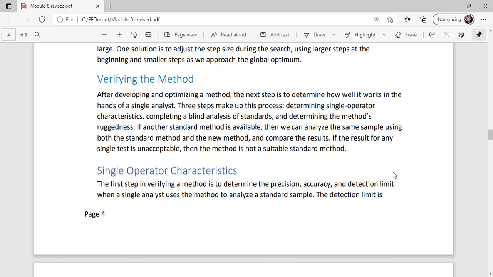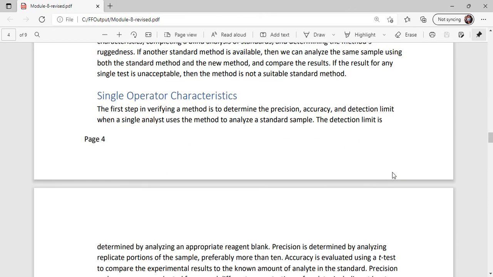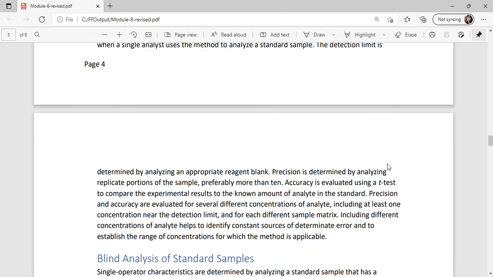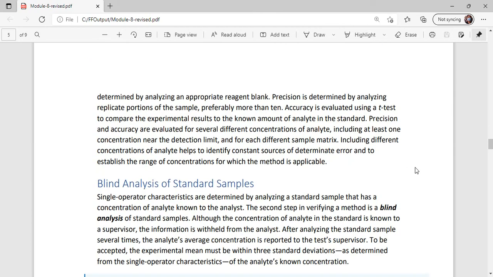A single operator characterization is the first step in verifying a method, to determine the precision, accuracy, and detection limit when a single analyst uses the method to analyze a standard sample. The detection limit is determined by analyzing an appropriate reagent blank. Precision is determined by analyzing replicate portions of the sample, preferably more than 10. Accuracy is evaluated by using a t-test to compare the experimental results to the known amount of analyte in your standards.